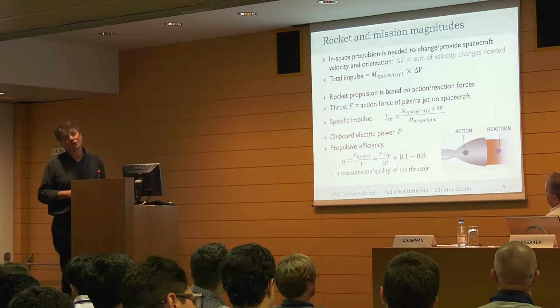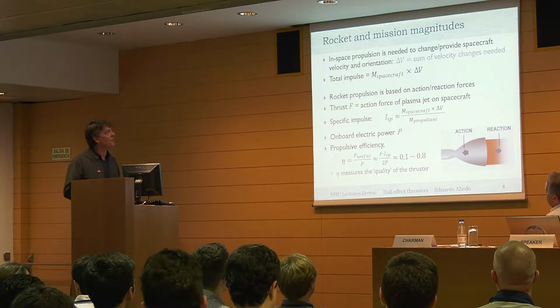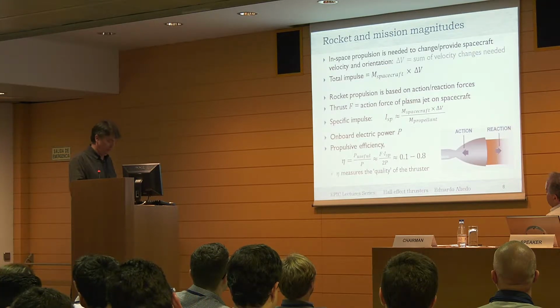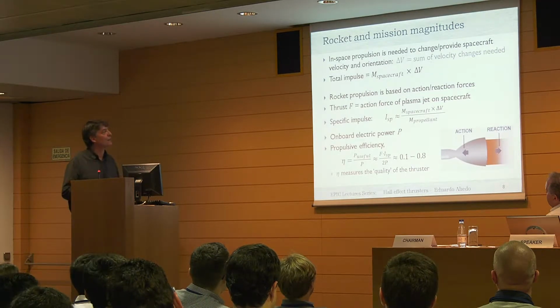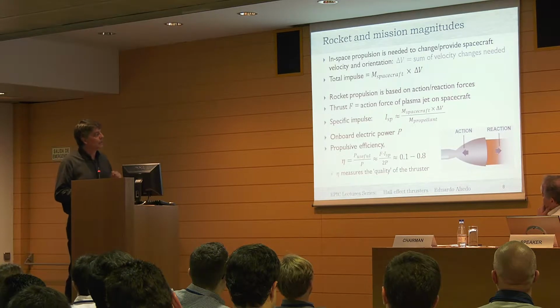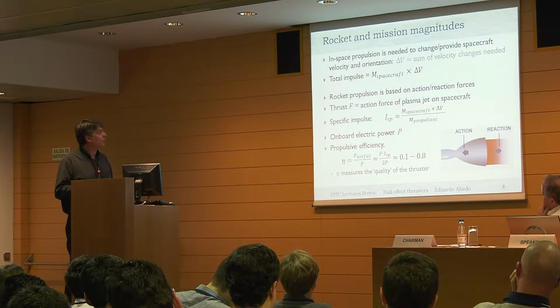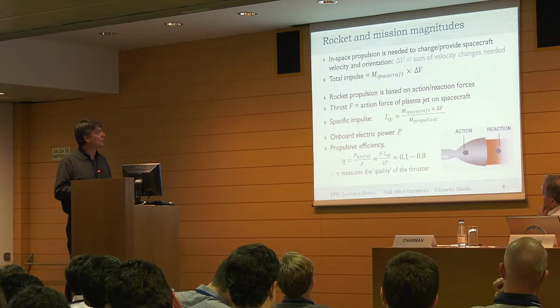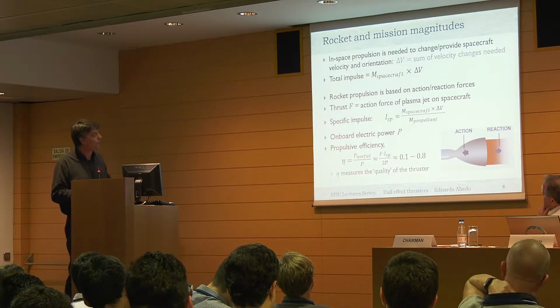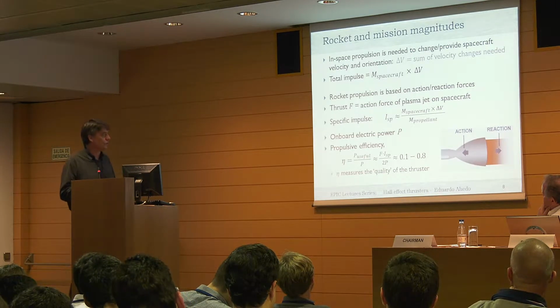Okay, well, we go to the issue again of the main parameters of a rocket. The Hall thruster is a rocket, so rocket propulsion is based on action-reaction forces. We're going to see the action-reaction forces are different in a chemical thruster than in an electric thruster, okay? So here the main parameters we care about are the thrust, the specific impulse, the power we have on board, and what is called the propulsive efficiency, or the thrust efficiency, as it is also called, okay?